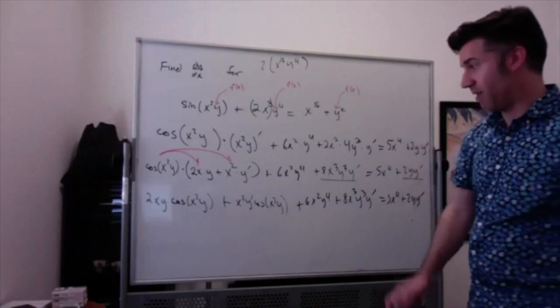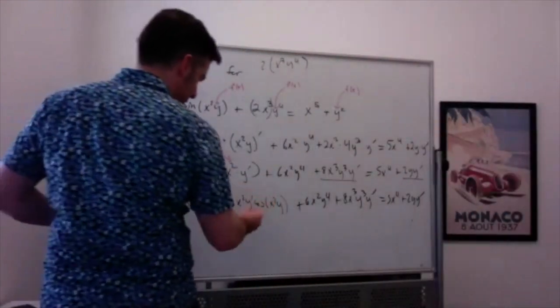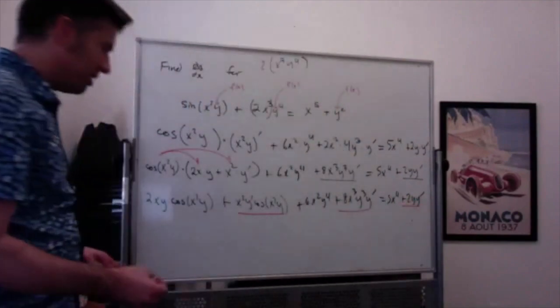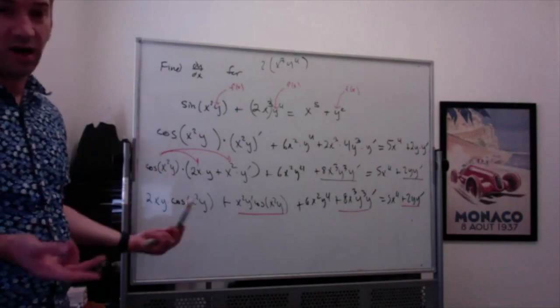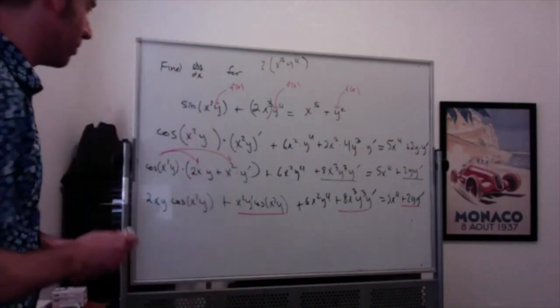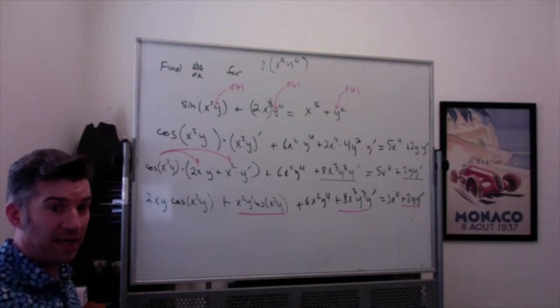Okay, and then we can actually group our y prime terms together. So I've got a term with a y prime here, and a y prime here, and a y prime there. It doesn't really matter which side you decide to bring everything to. I'm going to bring all my y primes to the left, all my non-y primes to the right. I am going to do two things at once here because I'm running out of room. So I'm going to bring my y primes to the left. I'm also going to factor out the y prime.